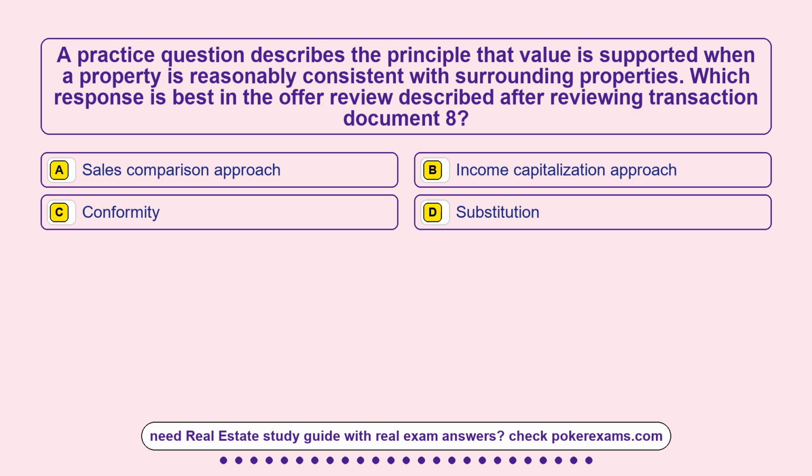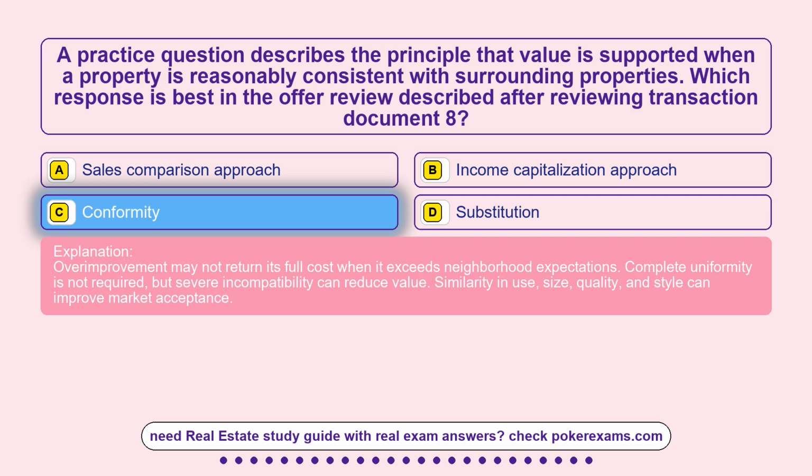Option B, income capitalization approach. Option C, conformity. Option D, substitution. The correct answer is option C, conformity. Overimprovement may not return its full cost when it exceeds neighborhood expectations. Complete uniformity is not required, but severe incompatibility can reduce value. Similarity in use, size, quality, and style can improve market acceptance.